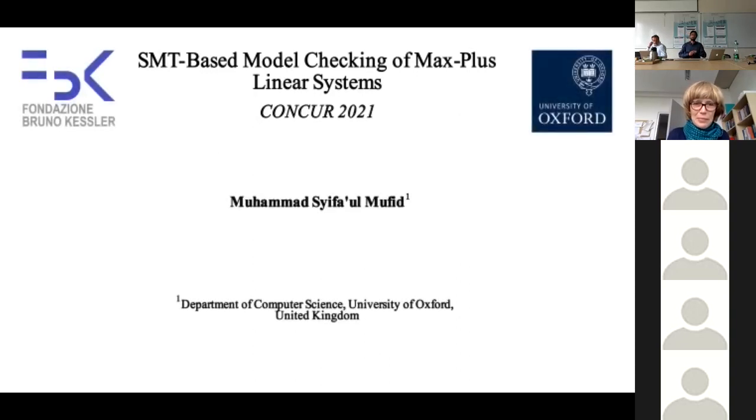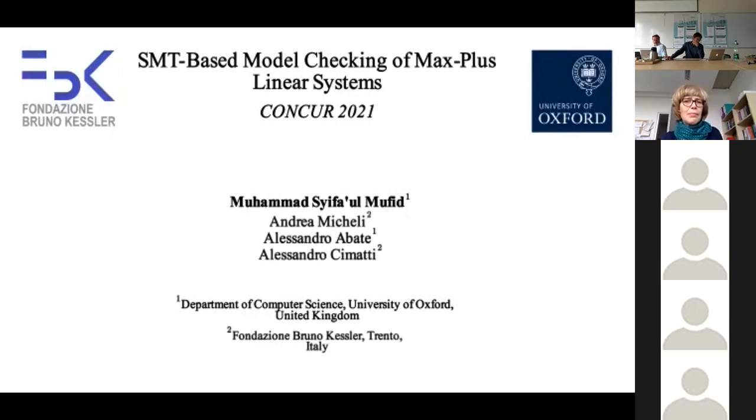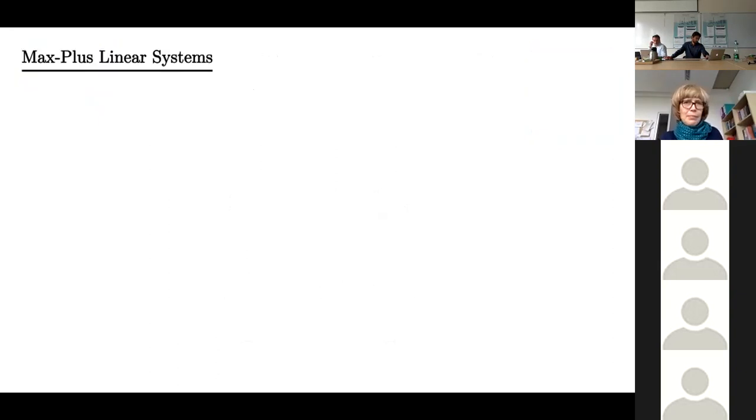Hi everyone, my name is Muhammad Syifal Mufid. I'm a PhD student at the Department of Computer Science, University of Oxford. In this CONCUR conference, I will present my recent work titled SMT-based model checking of max plus linear systems. This work covers novel procedures to solve formal verification over max plus linear systems, the class of discrete event systems defined over max plus algebra. The other authors of this work are my supervisor Alessandro Abate and also Andrea Micheli and Alessandro Cimatti of Fondazione Bruno Kessler, Italy.